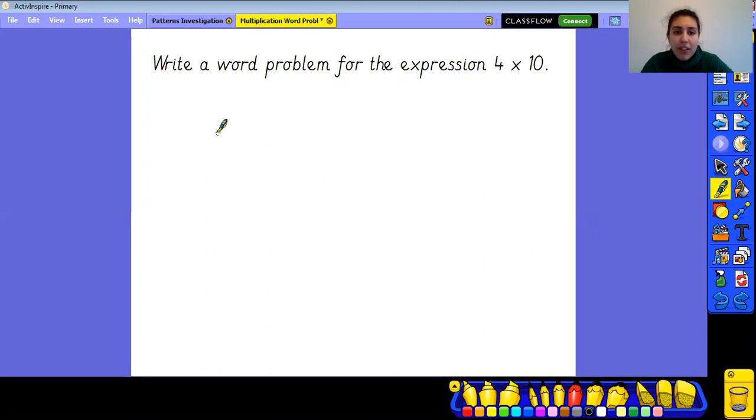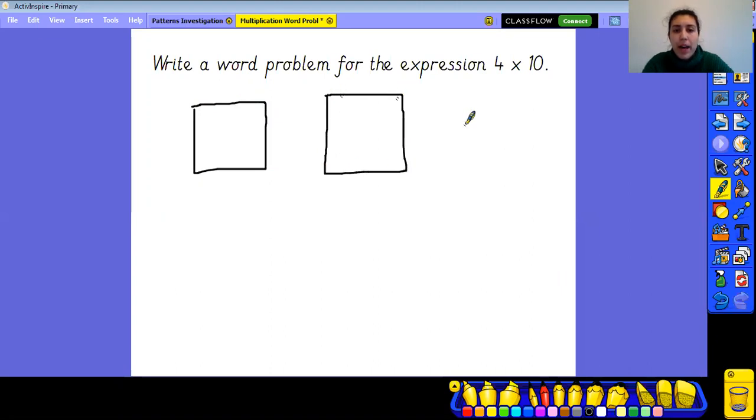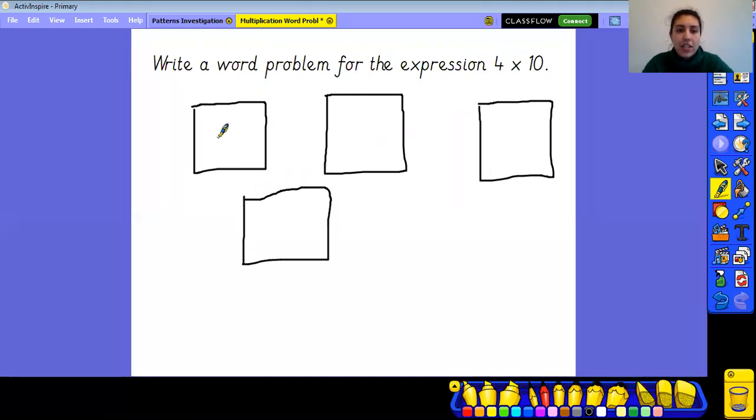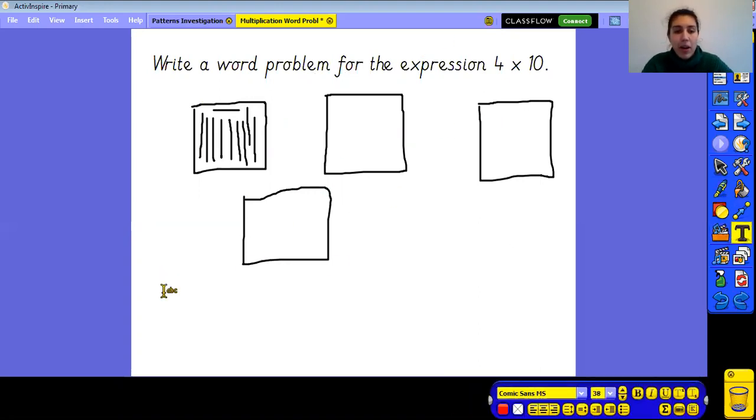So let's go with pencils, for example. It's going to be very difficult for me to draw, and I'm sure you'll do a much better job. But let's say I've got my 4 packs of pencils. And then in each pack, I've got 10 pencils. 5, 6, 7, 8, 9, 10. I'll just do a sideways one. There you go. So I've got 10 pencils in there. I need to put 10 pencils in here, 10 pencils in here, 10 pencils in here. And then now I've worked out what I'm going to write.